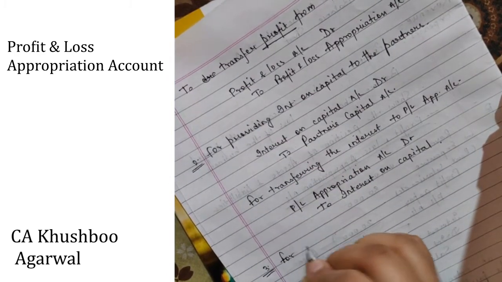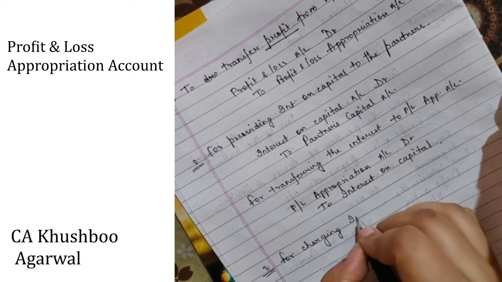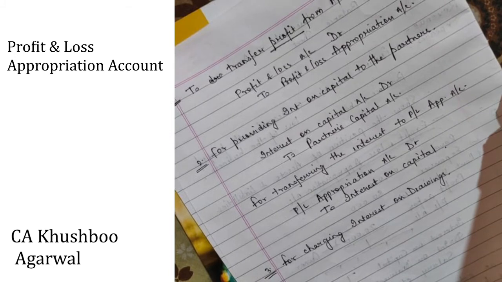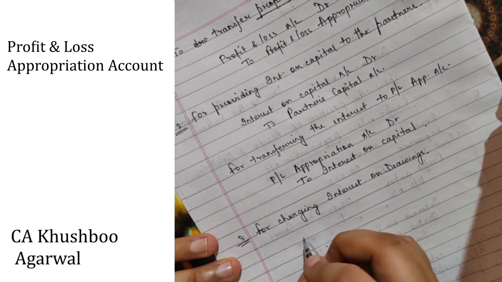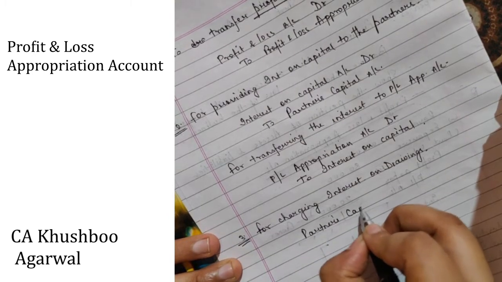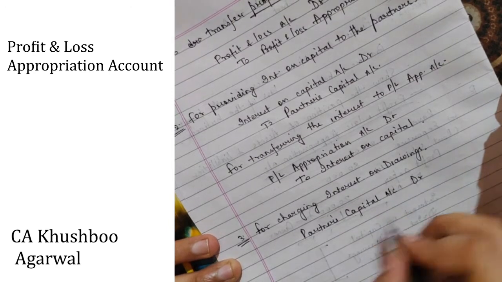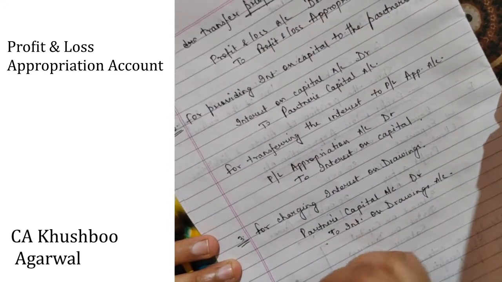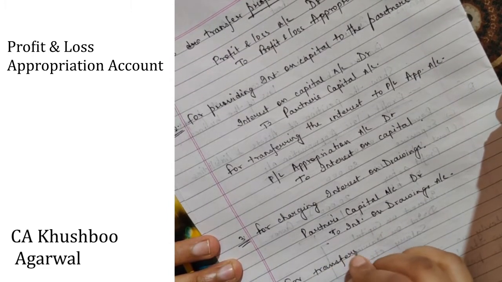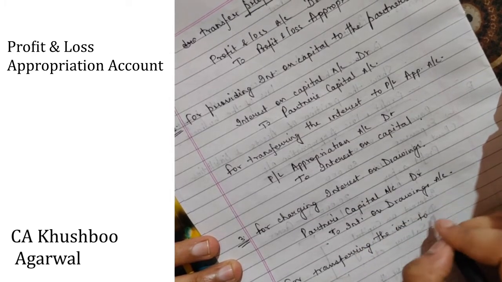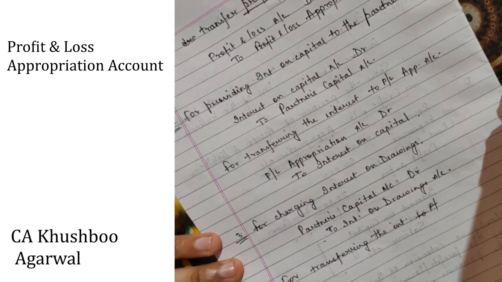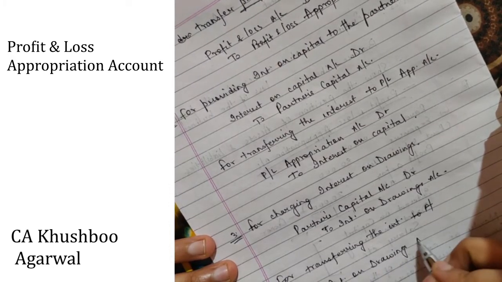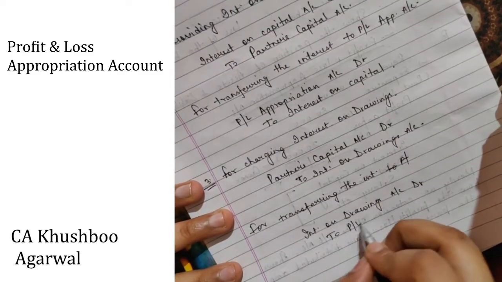Third, for charging interest on drawings, now interest on drawings is an income for the firm, so the entry will be partners capital account debit to interest on drawings account. For transferring the interest to profit and loss appropriation account, the entry will be interest on drawings account debit to profit and loss appropriation account.